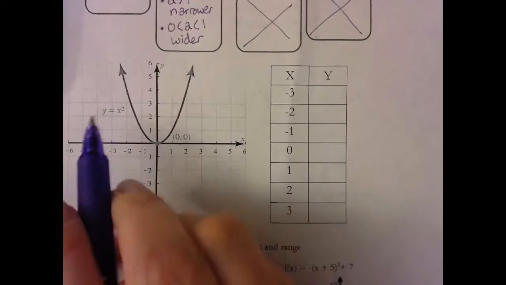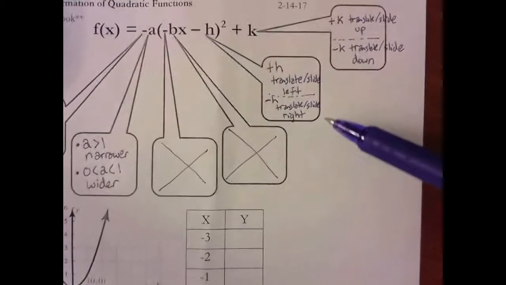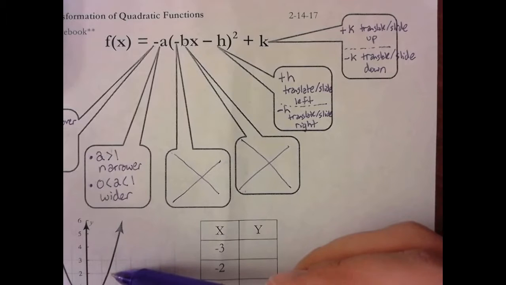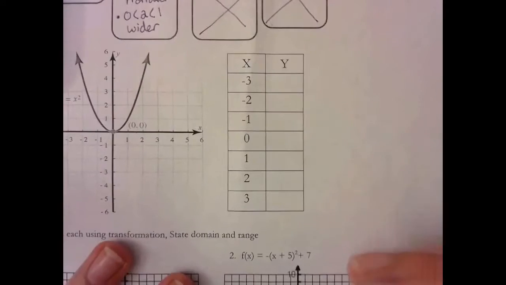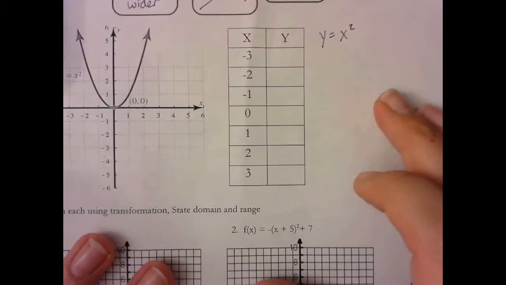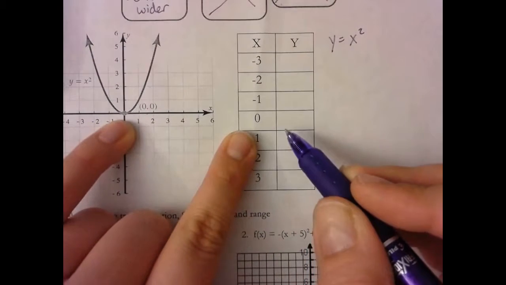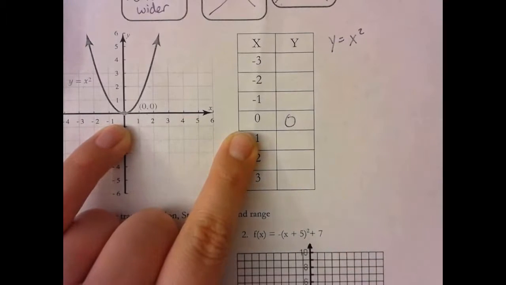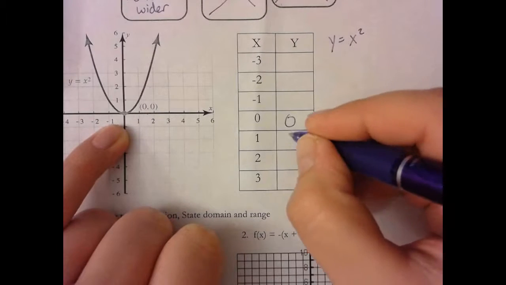Okay, let's look at what we call our parent function. So this is y equals x squared. That's our parent function, meaning all these things we talked about up here are all compared to y equals x squared. So we're going to fill out a little bit of a chart. So a reminder, this is y equals x squared. All right, well, let's start in the middle. When x is 0, y is 0. When x is 1, y is 1.